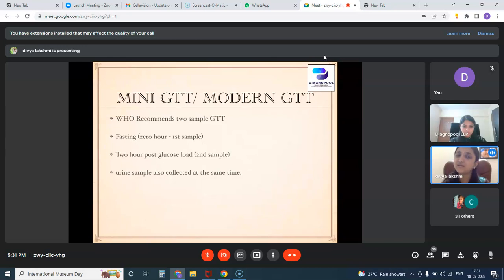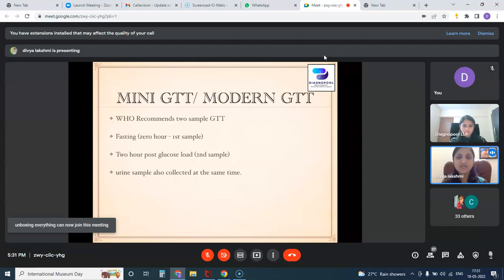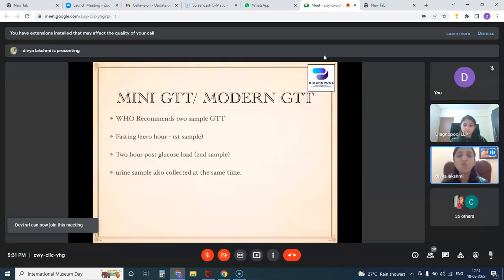So what is this mini GTT? Most of the time when we do this, we cannot collect all the samples, that is 1 hour, 2 hours and 3 hours. So WHO has recommended just a 2 sample technique. Take the 0 hour sample first, then give 75 gram of glucose. After 2 hours, take the second sample and note the values. At the same time, collect the urine and then correlate. Most patients may not be willing to give a blood sample every 1 hour or 2 or 3 hours. Nobody will be willing to give. So this is the modern GTT which is followed regularly everywhere.